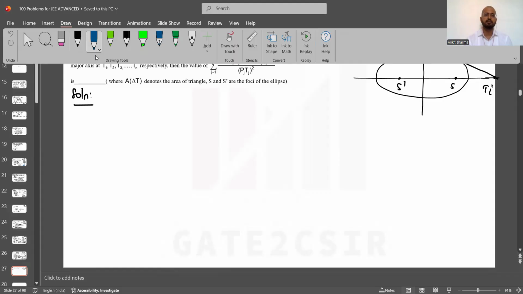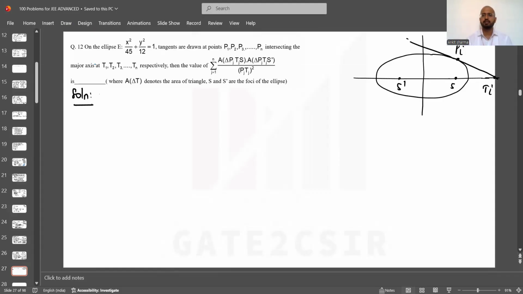So we need to see P_j T_j S. So I'll better say P_j, so I've got the J. So this will be P_j and this will be T_j. So P_j T_j S will be this triangle basically right here. So P_j T_j S is this triangle. So if I want the area of this triangle, then of course, let's find out the area of this triangle and see what do we get.